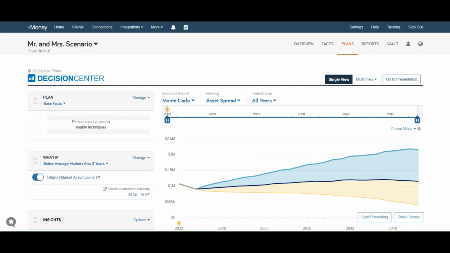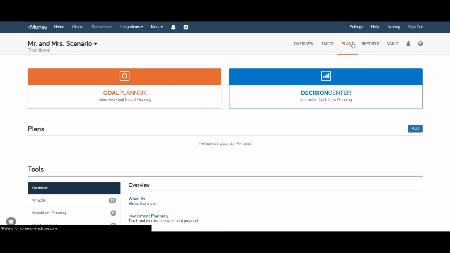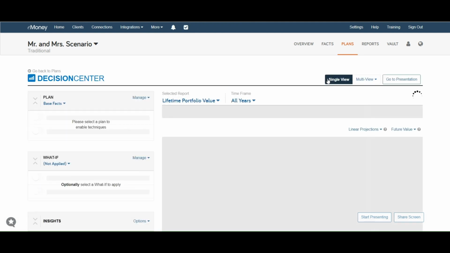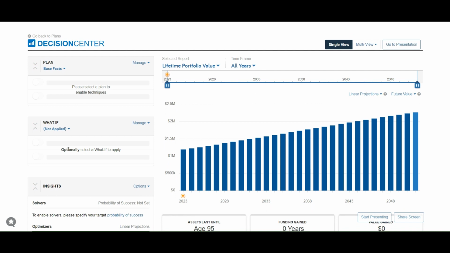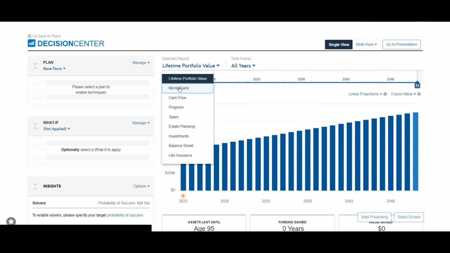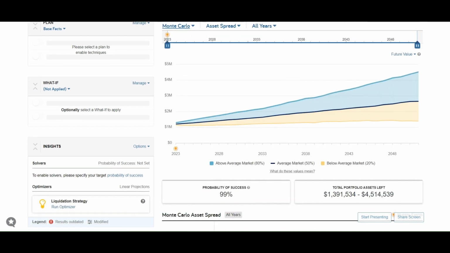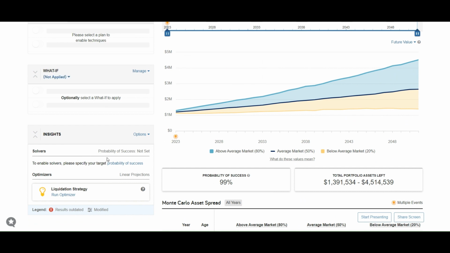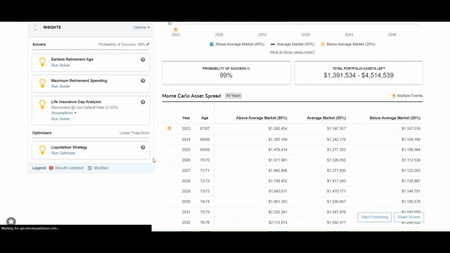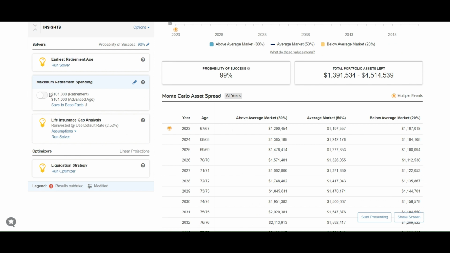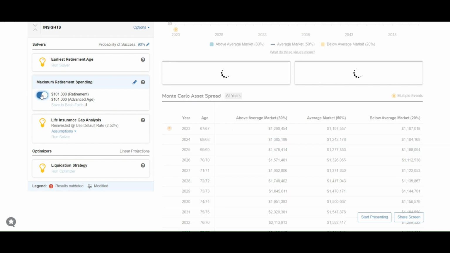Now let's take a look at the optimistic side. Let's say markets outperform expectations and how we can utilize this to potentially increase expenses in retirement as well. So we recalculate our Monte Carlo here. We calculate for 90%. We have our $101,000 in expense target that we implement.